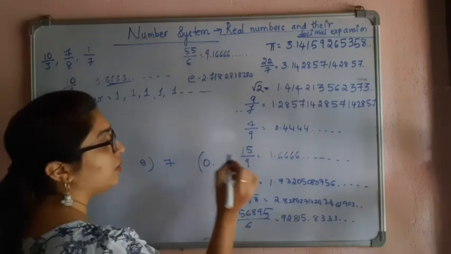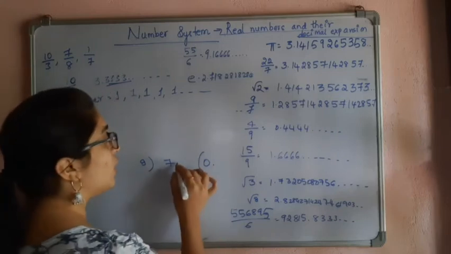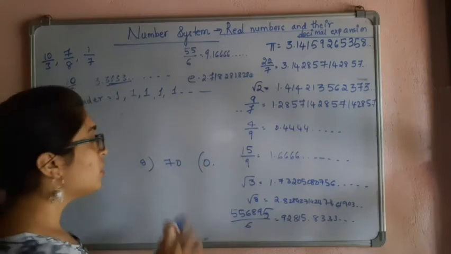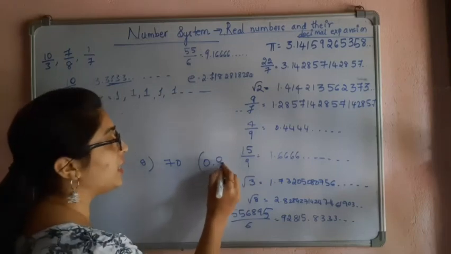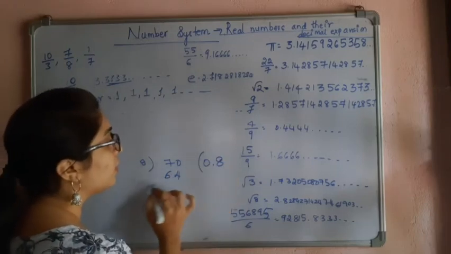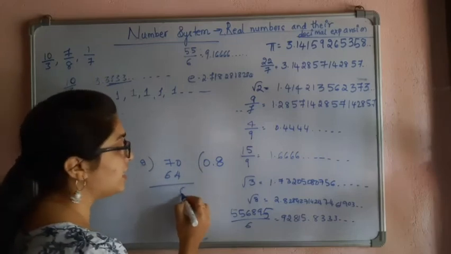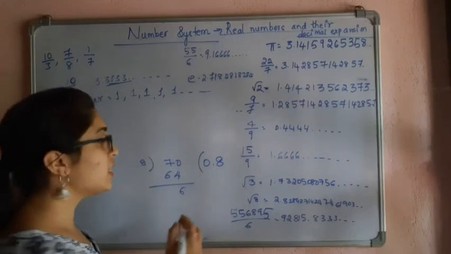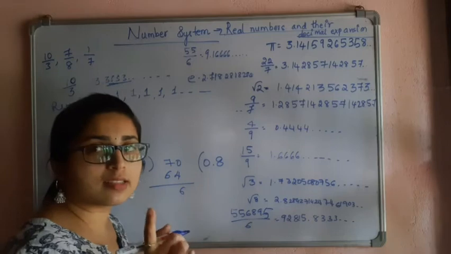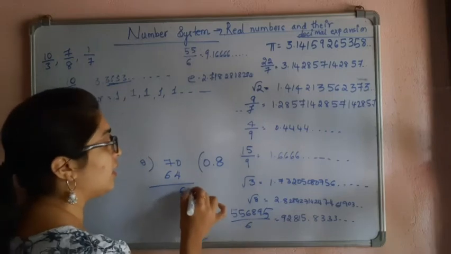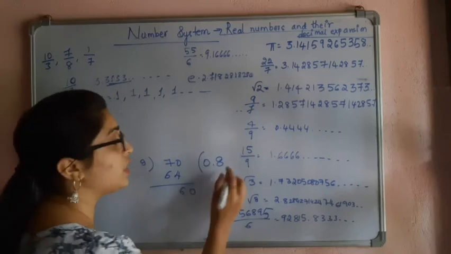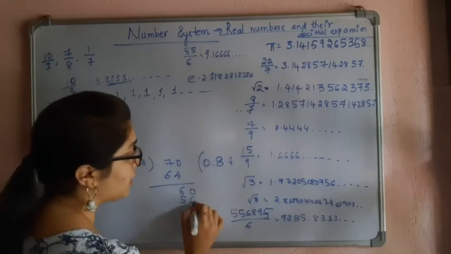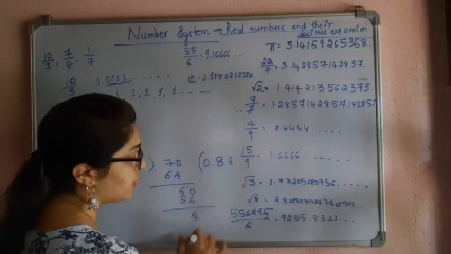I will take 0 point. So now I can add a 0 here. So 8 8s are 64. Right? Then what is the remainder here? It is 6. Next, once again, 6 is not divisible by 8. Take a 0. 60 and 8. 8 7s are 56. Okay, 56. And now the remainder is 4.